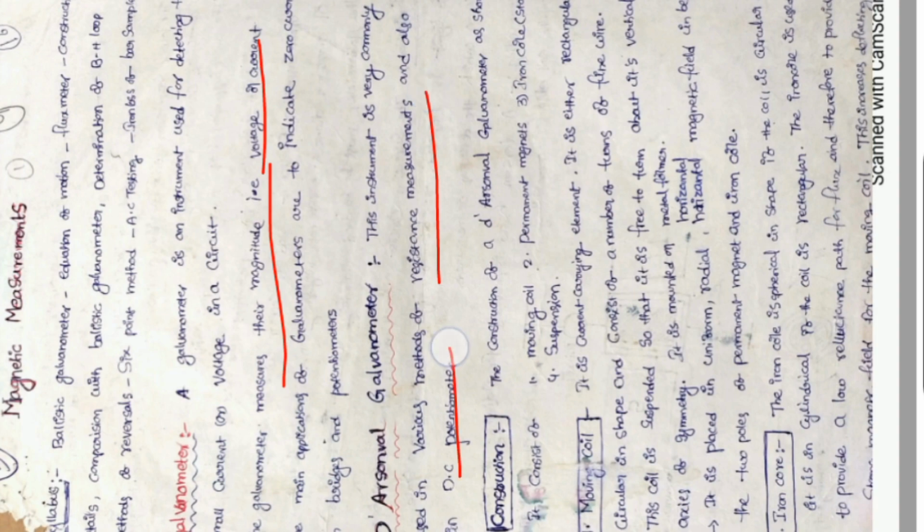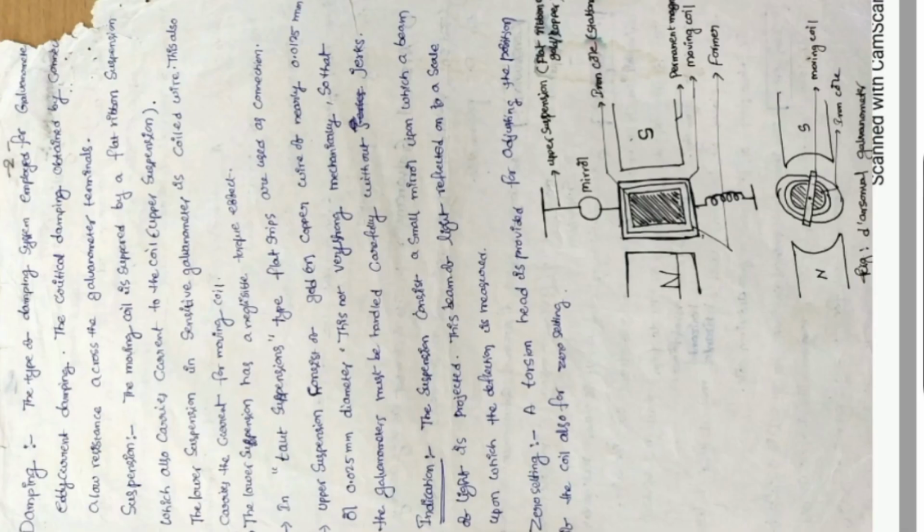Now let us start the d'Arsonval galvanometer. The d'Arsonval galvanometer is very commonly used in various methods of resistance measurement and also in the DC potentiometer. The construction of the d'Arsonval galvanometer, I will show you first.